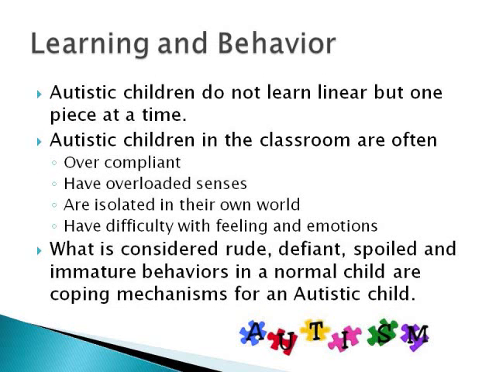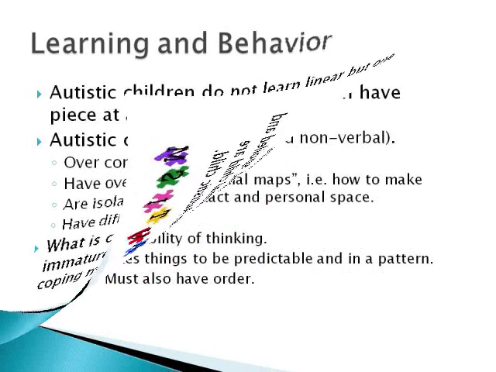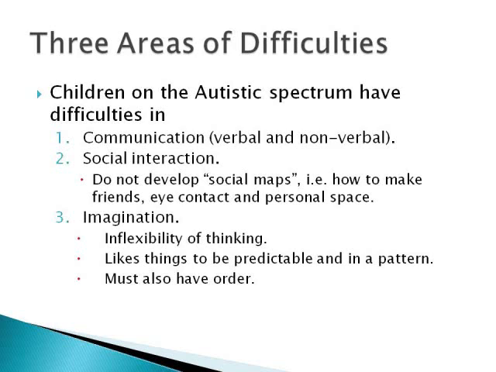Learning and behavior. Autistic children do not learn in a linear fashion, but one piece at a time. Autistic children in the classroom are often overcompliant, have overloaded senses, are isolated in their own world, and have difficulty with feeling and emotions. What is considered rude and defiant in a normal child are coping mechanisms for an autistic child. Children on the autistic spectrum have difficulties in three areas.